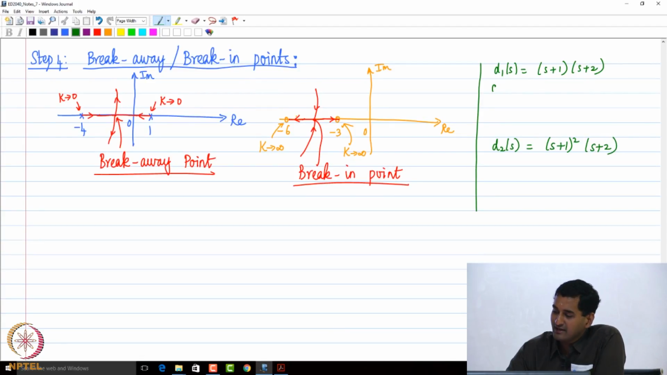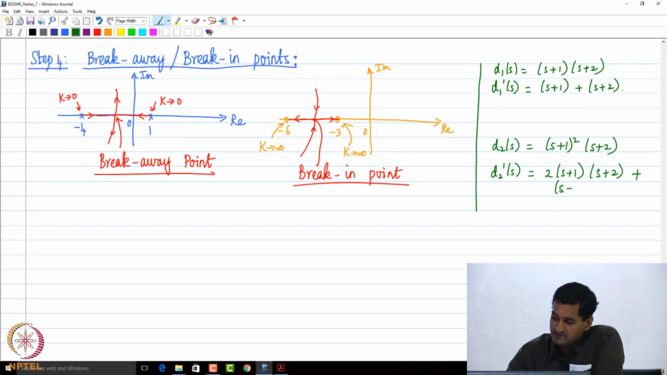Let's say I take the derivative of d1 with respect to s. d1 prime means I am taking the first derivative. What will I get? I will get (s+1) plus (s+2). Am I correct? Do you agree? All right. Now, if I take d2 prime of s, what will I get? I will get 2(s+1) times (s+2) plus (s+1) whole square, sorry, times 1 also. That's it. So this should give you the answer.